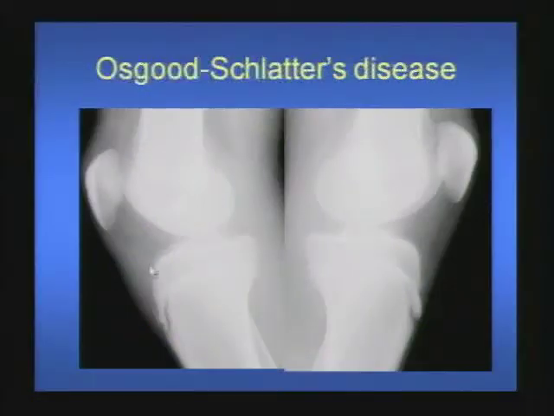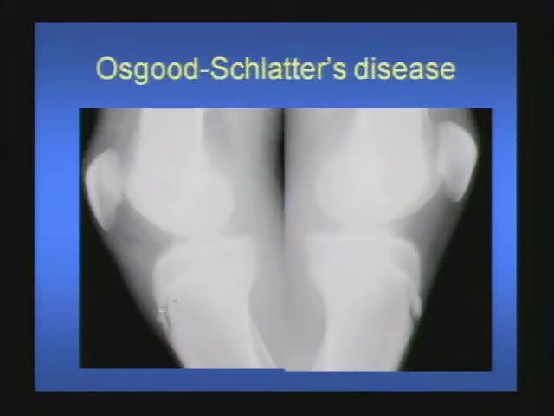Another common cause of anterior knee pain in the adolescent age group is Osgood-Schlatter disease. It's classically demonstrated in this case on a lateral radiograph of the knee joint, showing soft tissue swelling overlying the tibial tuberosity, which is fragmented and irregular as compared to the normal on the left side. Also note some inflammatory change in the Hoffa's fat pad as compared to normal Hoffa's fat pad on the left side.